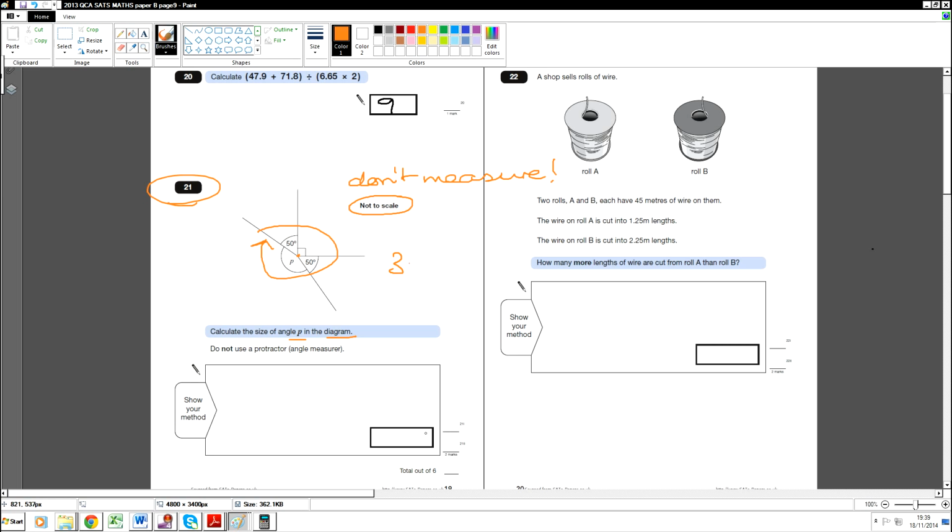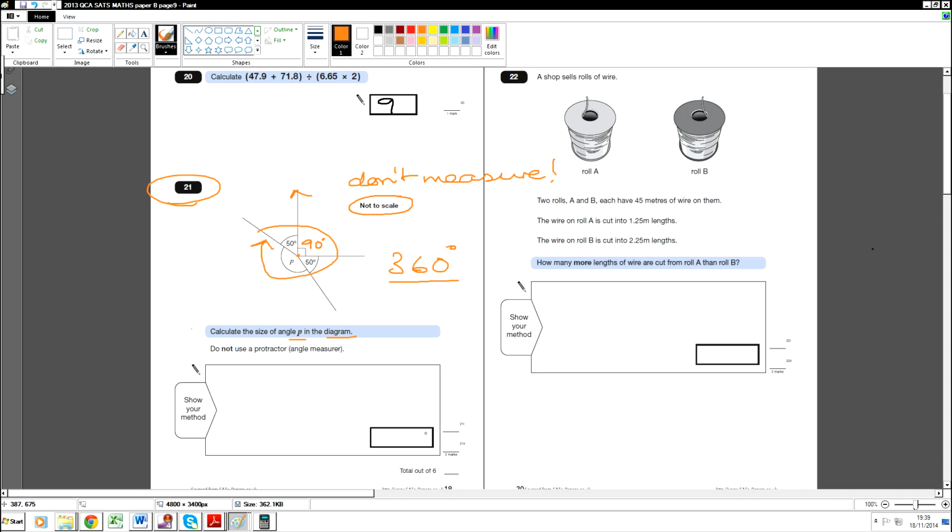Angles around a point always add up to 360 degrees. So if we were to start, for example, from here and go all the way around, we'd end up with 360 degrees. Calculate the size of angle P. Now what's the little square mean? 90 degrees. That represents 90.